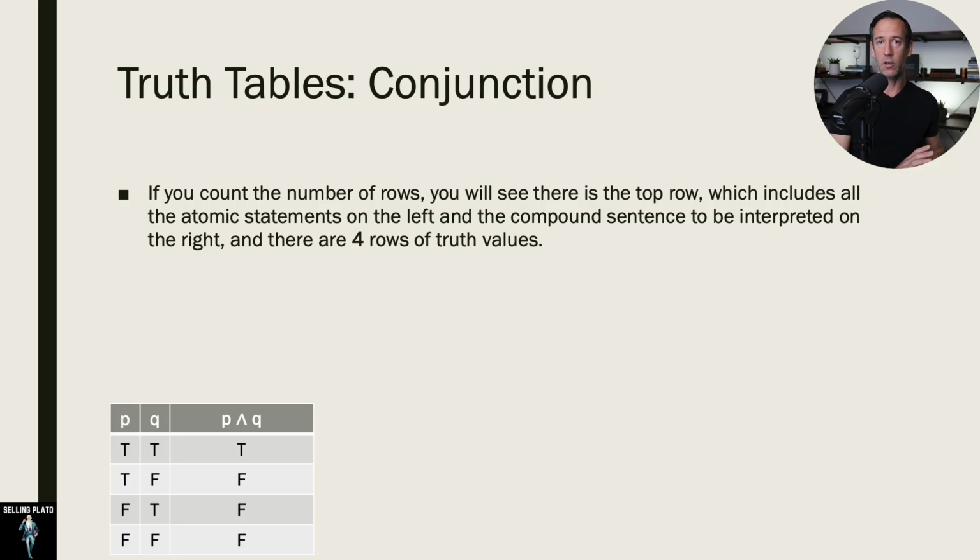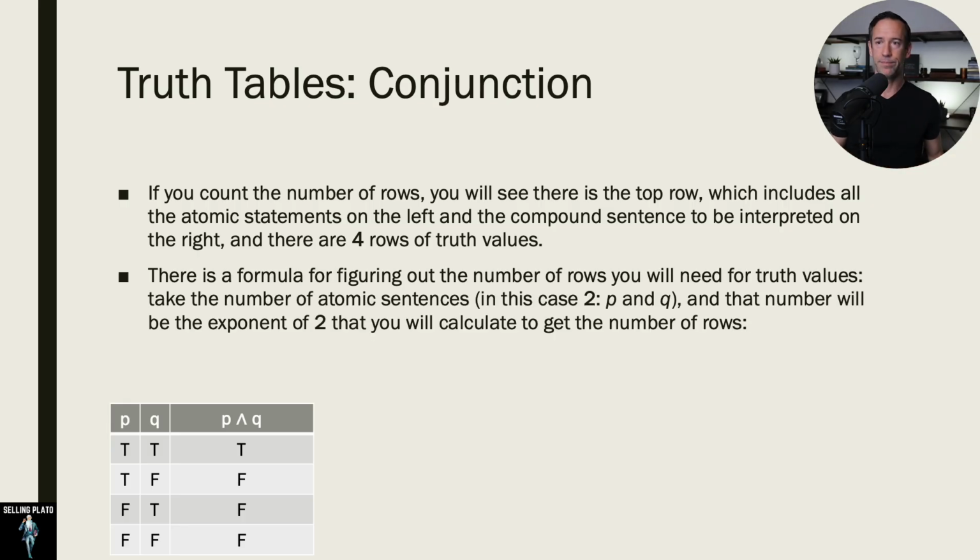So that's on our left side. The top row is going to be our atomic sentences. And then we have the compound sentence to be interpreted on the right. In this case, P and Q. And there are 4 rows of truth values. And there's a formula for figuring out the number of rows that you're going to need for truth values. What you do is you take the number of atomic sentences. In our case, it's just 2. There's P and there's Q. 1, 2. That's it.